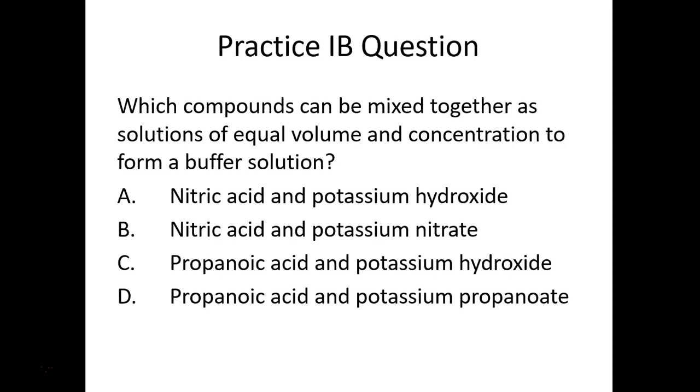Okay, so same thing we did last time. We're going to rule out right away anything that doesn't have a weak acid or base. So A is a strong acid and a strong base, so we can rule that out. B is a strong acid and its conjugate, but that doesn't create a buffer solution. So C and D both have a weak acid. But here, C is not possible because if they're equal volume and concentration, the potassium hydroxide will completely neutralize the propanoic acid. So the correct answer has to be D because we have a weak acid and a salt containing its conjugate.